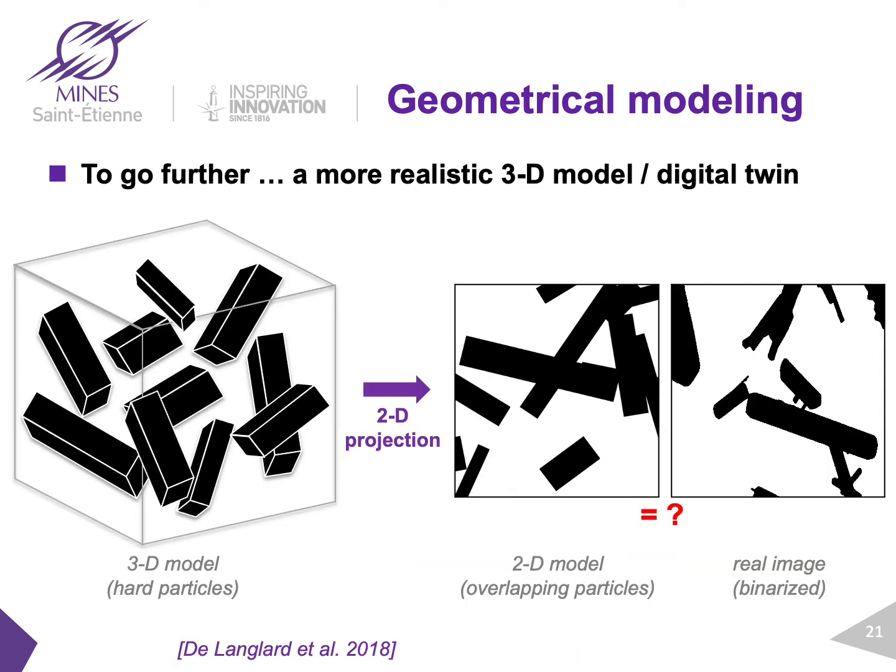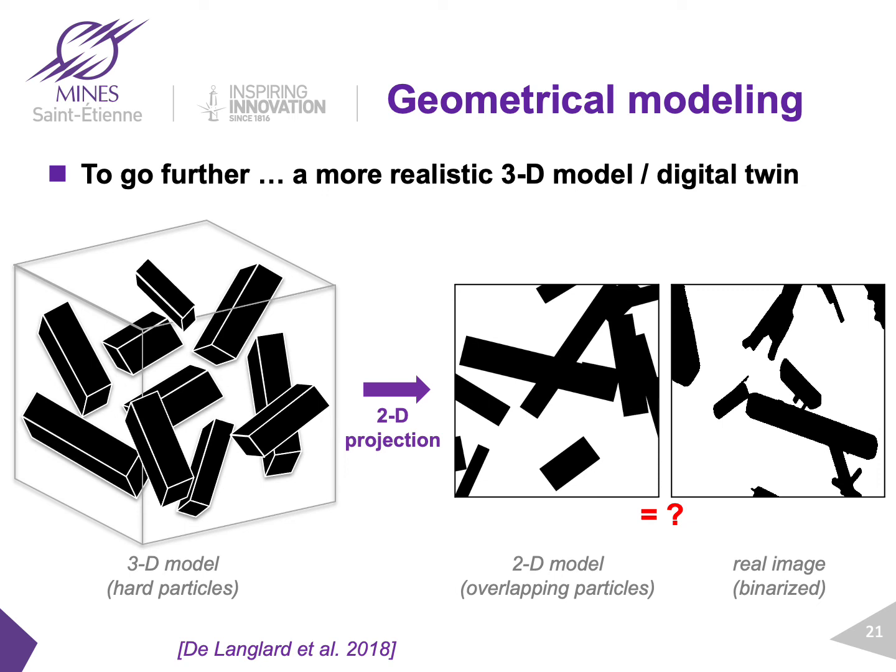To go further with this geometrical model, we are able to extract some 3D information, because we can imagine 3D models. So here it's much more complicated, because for sure you have more parameters in your model. Also, you have to take care that the particles should be hard particles. It means that you don't want to have intersections between the particles, as in real life.